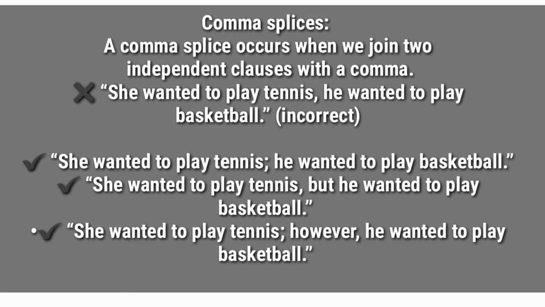For example, the correct way is she wanted to play tennis; he wanted to play basketball. Second way to use it is she wanted to play tennis, but he wanted to play basketball. A third correct way is she wanted to play tennis; however, he wanted to play basketball.